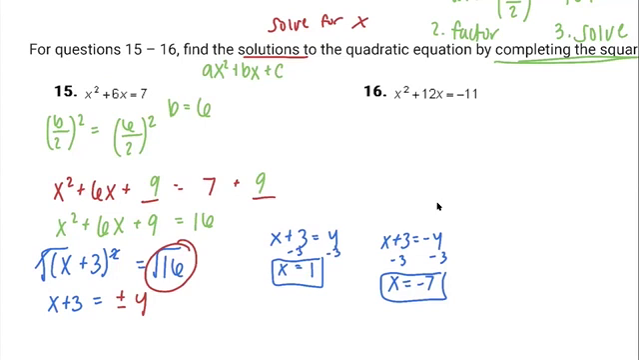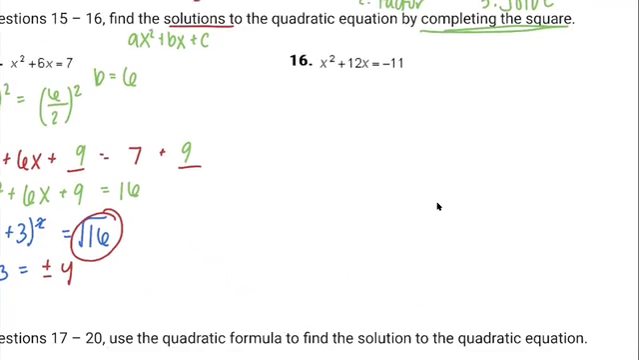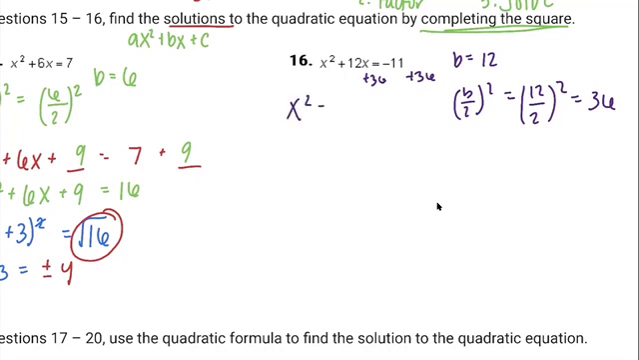All right. Now to go through this next one here super quickly. B is equal to 12. So in order to do this one, we've got to add a b divided by 2 squared term. So 12 divided by 2 squared, that is 36. All right. So I add 36 to both sides. So I end up with x squared plus 12x plus 36 equals 25. All right.